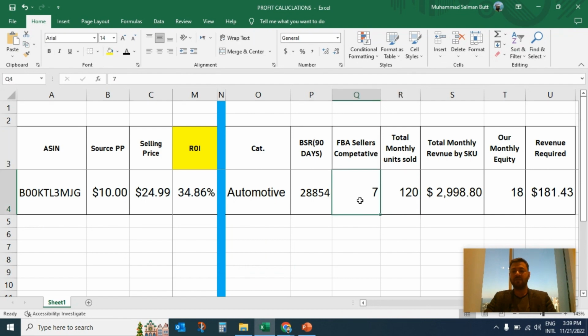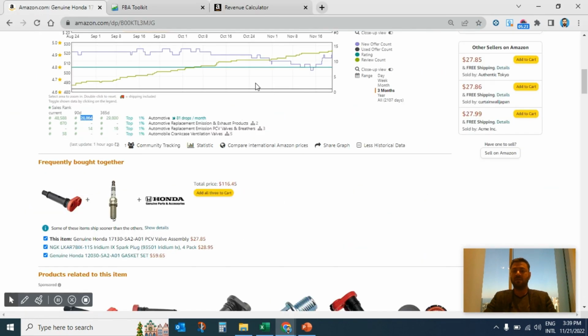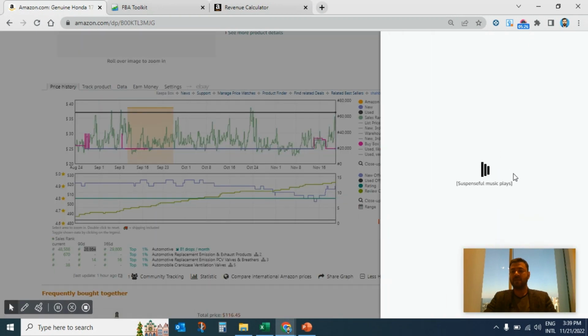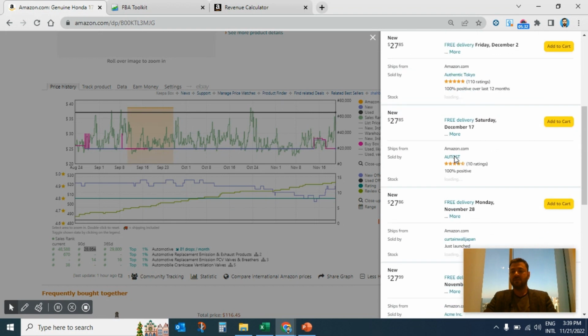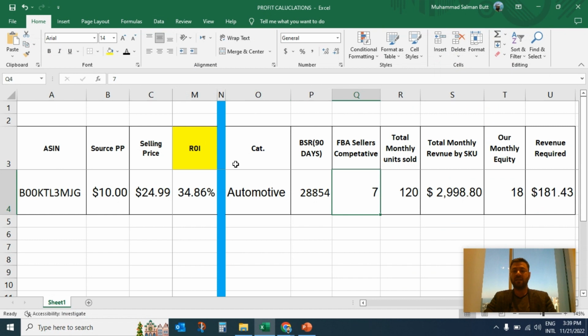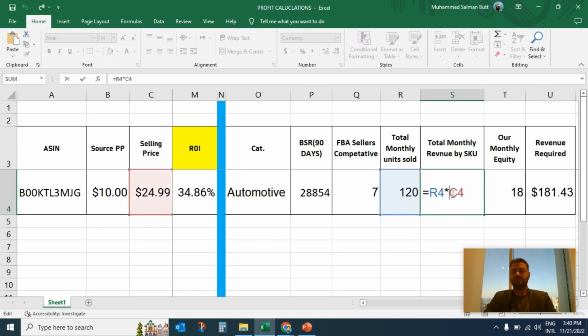Then I will go to the FBA competitor sellers. I will go to the listing and I will see how many FBA sellers are there. So I can see there are 7 FBA sellers. So I just enter here 7. Now I will calculate total monthly revenue for this ASIN. So how will I calculate this? I will multiply its selling price with the total number of units sold each month. So I will get this much revenue this ASIN is generating.